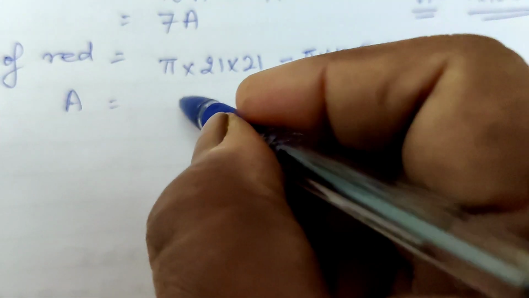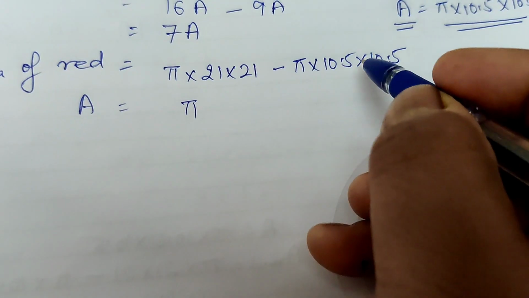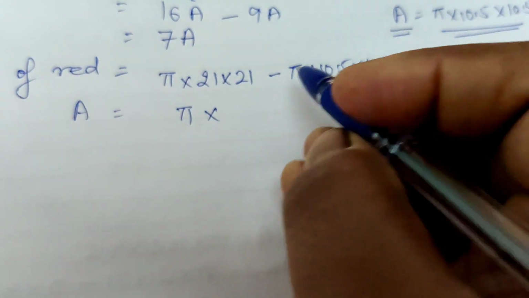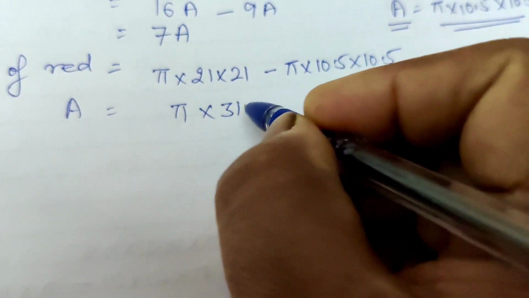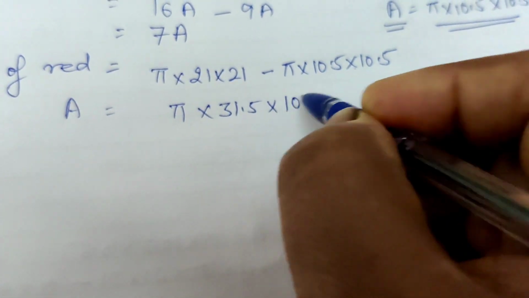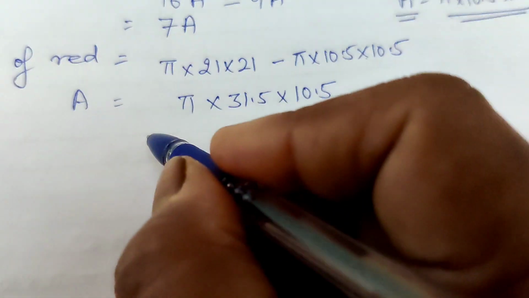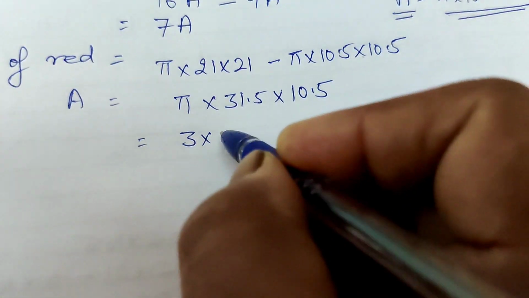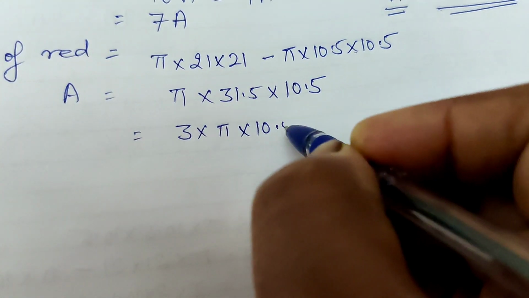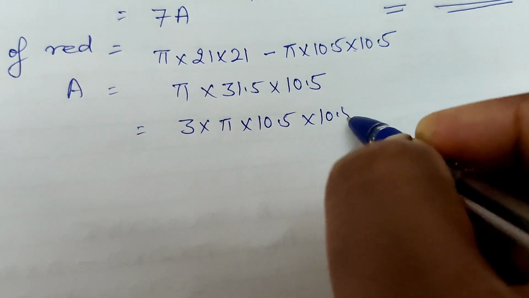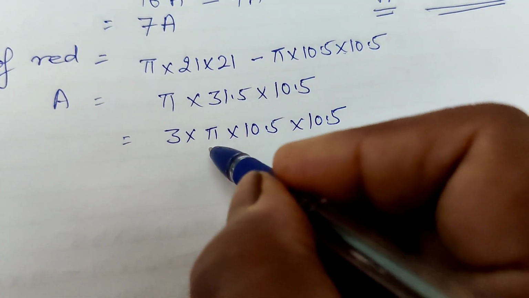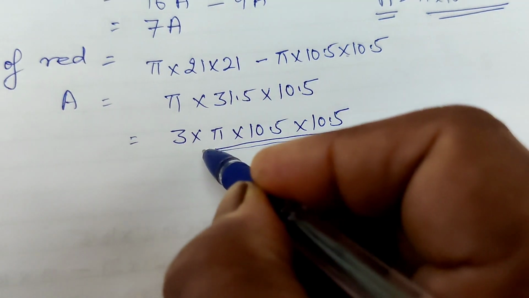Now solve. Pi, a square minus b square. So 21 plus 10.5 is equal to 31.5 and 10.5. Now we can write 3 into pi 10.5 into 10.5. Pi into this. And we have to find the area of blue scoring. Now compare the area of blue region and red region.